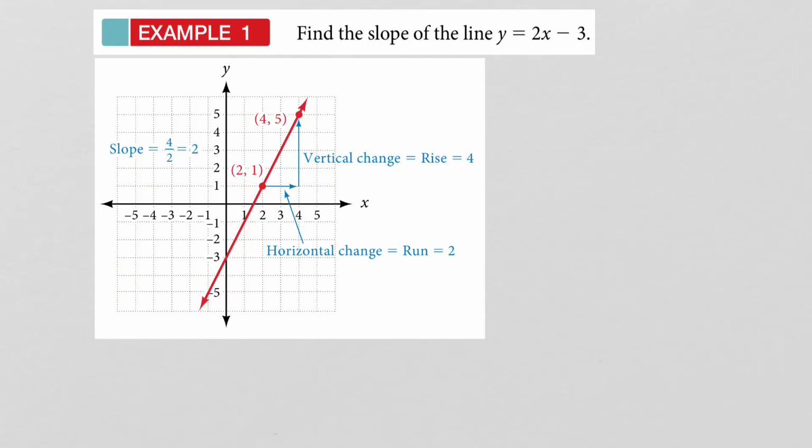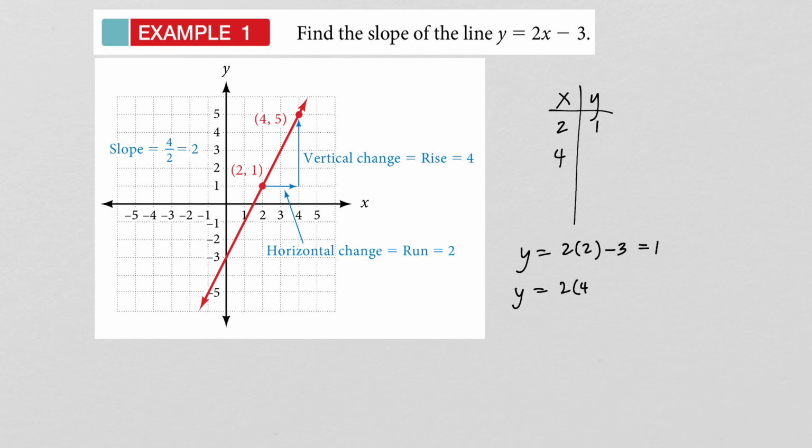So for our first example, let's find the slope of the line given by the equation y equals 2x minus 3. So one way to do this would simply be to graph the line. Now you can see here we already have the graph, but this is not difficult. All we would need to do is get a couple of points on the line, and I'll use the ones that they used here. So if I pick x equals 2, y is going to be 2 times 2 minus 3, which is equal to 1. And if x is equal to 4, y will be equal to 2 times 4 minus 3, which is equal to 5. And you can see those points right here.